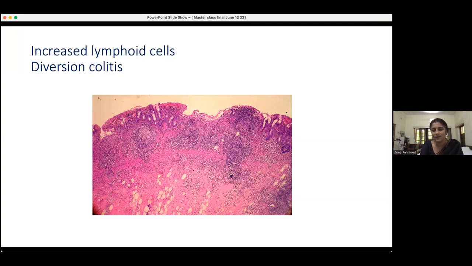So again, I haven't actually emphasized the importance of clinicians giving history to pathologists. I must say that in our center, we have access to the clinical workstation, so we don't worry too much about clinical data, but busy clinicians often will not give much clinical history, and then pathologists can mistake a biopsy like this for IBD, when actually it is diversion colitis.